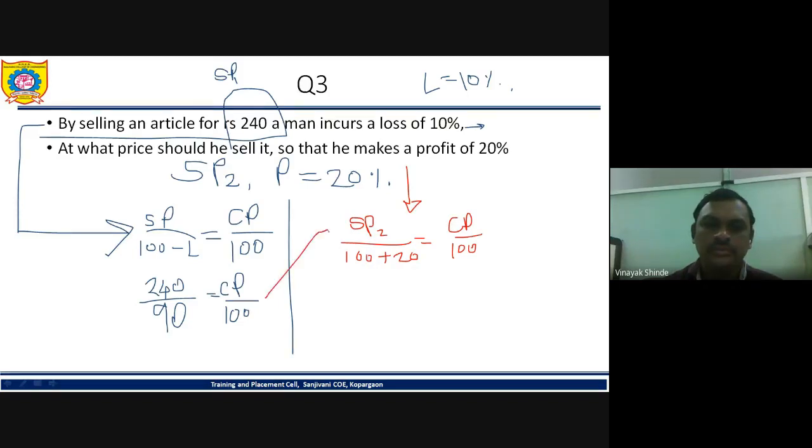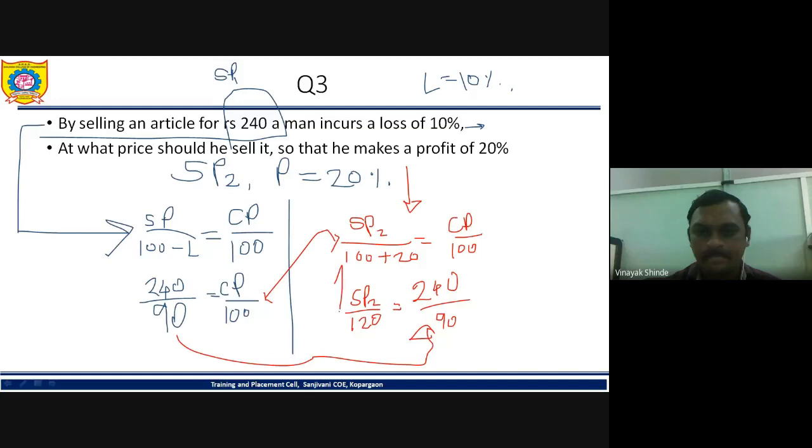These two things are equal: selling price by 100, selling price by 100. So directly you can write one ratio. SP2 by 120 is equal to 240 by 90. This thing I have taken here because it is equal to cost price divided by 100. So now you can easily calculate the selling price too. Hope you have understood this one.